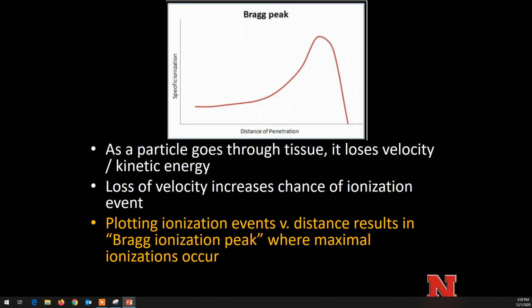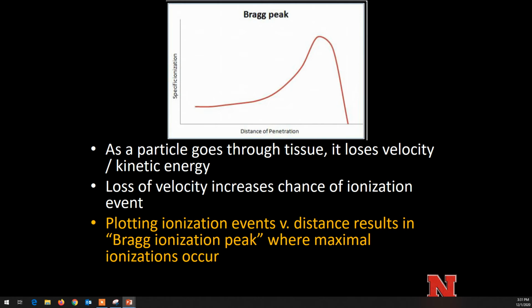The Bragg peak kind of graphically illustrates this point. As a particle goes through tissue, it loses its velocity and its kinetic energy. That loss of velocity increases the chance of an ionization event. So when you lose velocity, you're hanging around more in a local environment, and the chance of an ionization interaction occurring goes up.